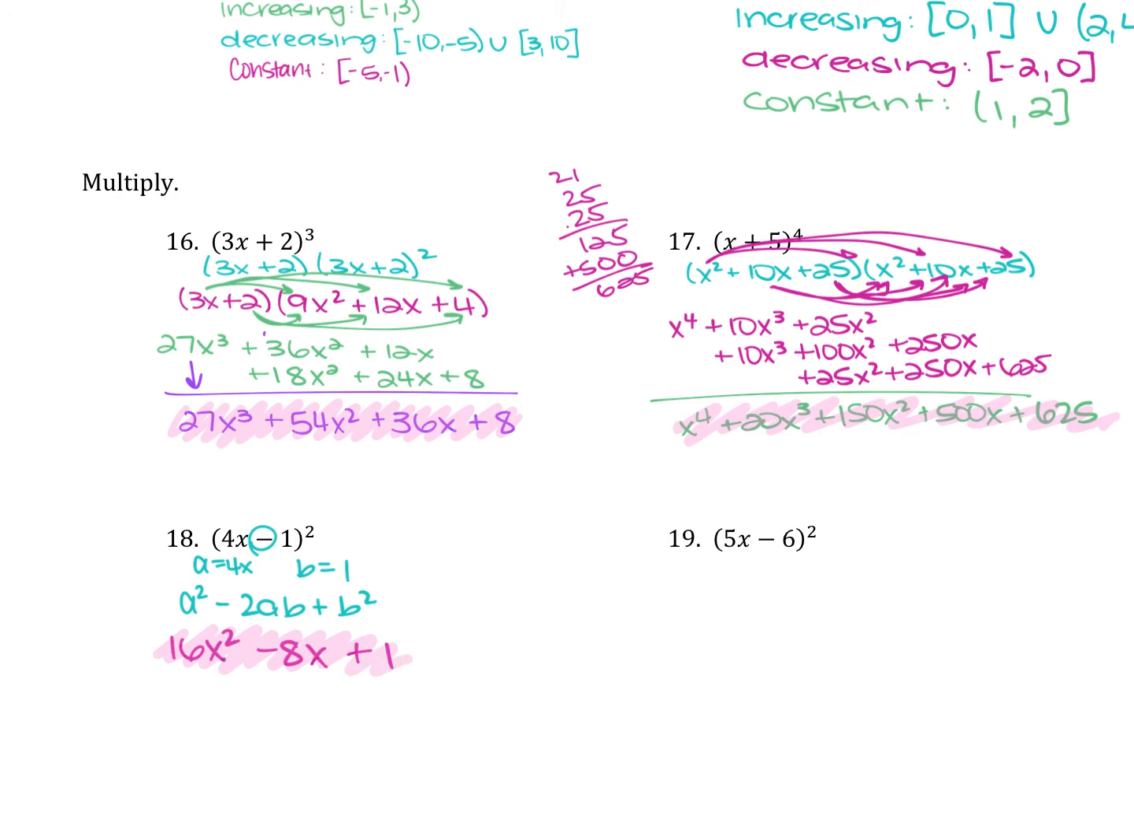We are going to change number 19 to be 5x plus 6 squared. So with this one, your A is the 5x, your B is the 6. If there's addition there, you're going to use A squared plus 2 times A times B plus B squared. So your A squared, the 5x squared, is 25x squared. 2 times 5x is 10x times 6 is 60x. And then 6 squared is 36. So that's 25x squared plus 60x plus 36.